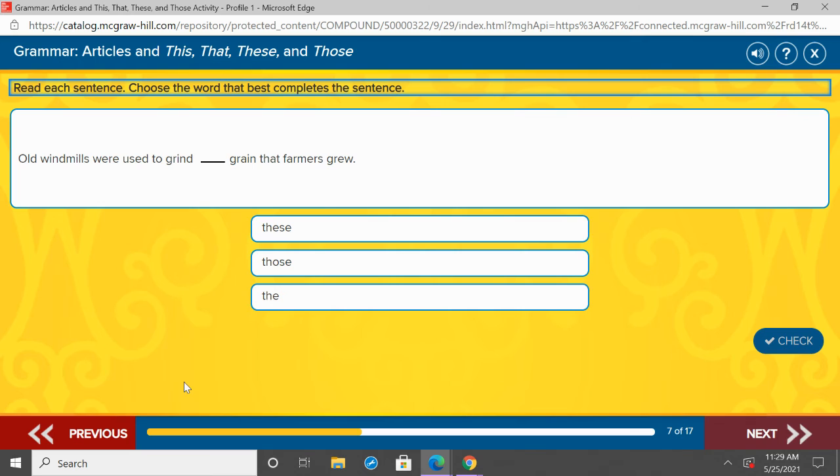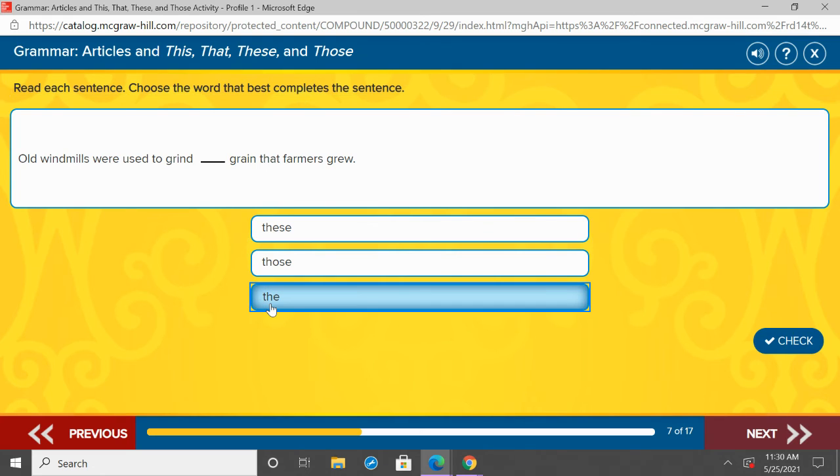Excellent work. Old windmills were used to grind blank grain that farmers grew. So again, if you need to pause me and think about it, go ahead. But I want you to point to the word that makes sense. What word do we need in this sentence? So you should have pointed to the. Old windmills were used to grind the grain that farmers grew. Because we're talking about grain here, and grain is singular, so we would not use these or those.